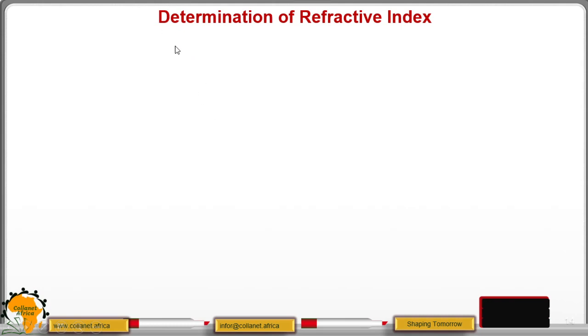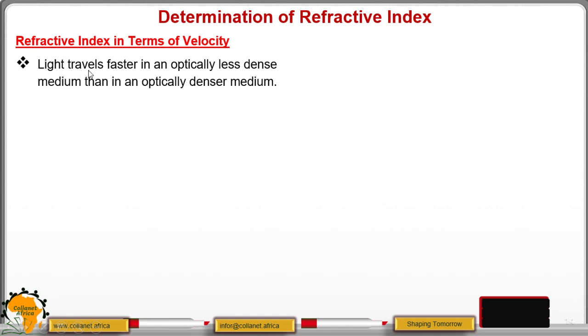We are going to continue with the determination of refractive index, and in this lesson we are going to look at refractive index in terms of velocity. Now light travels faster in an optically less dense medium than in an optically denser medium.